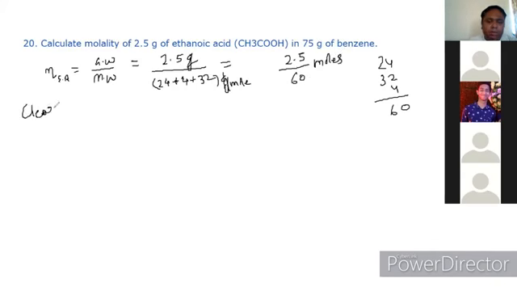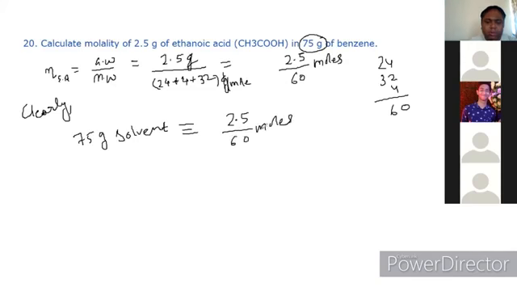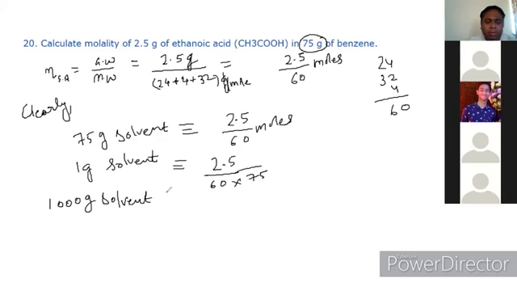Clearly, 75 gram solvent contains 2.5 by 60 moles. So 1 gram solvent will contain 2.5 by 60 divided by 75 moles. So 1000 gram of solvent will contain 2.5. Calculate this for me and tell me the answer.